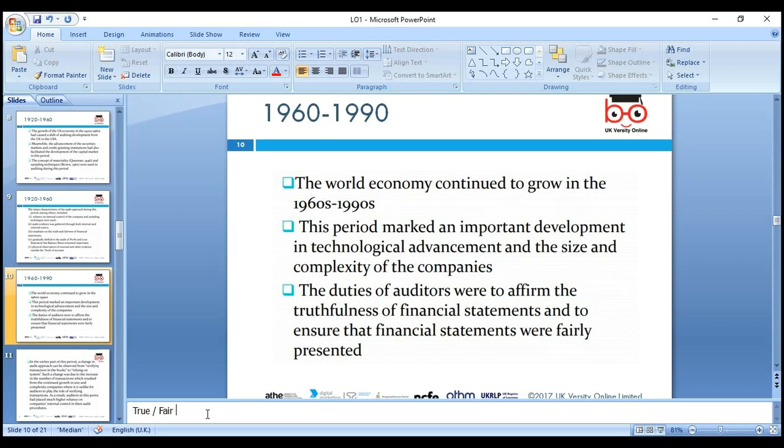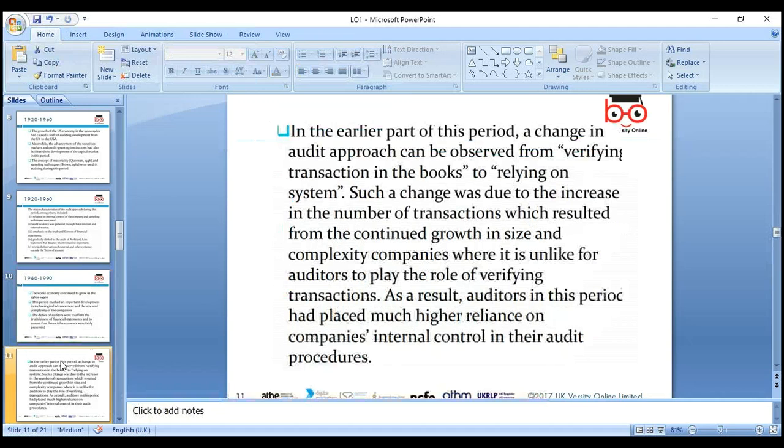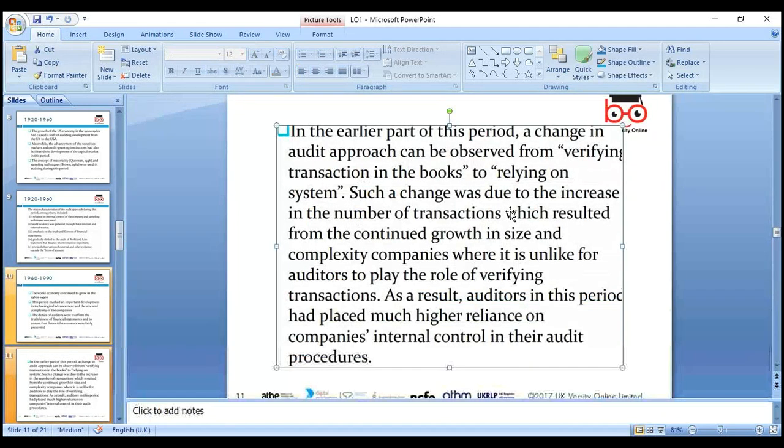So from the 1960s to the 90s, the world economy continued to grow, and the period is marked by important developments in technology advancement and in the size and complexity of companies. The focus on the auditor's duty was truthfulness, really true and fair. That was the focus during this period, but they were still not true and fair, because of WorldCom and Enron. These happened in 2000, so it means the system of audit was not appropriate to address those issues.